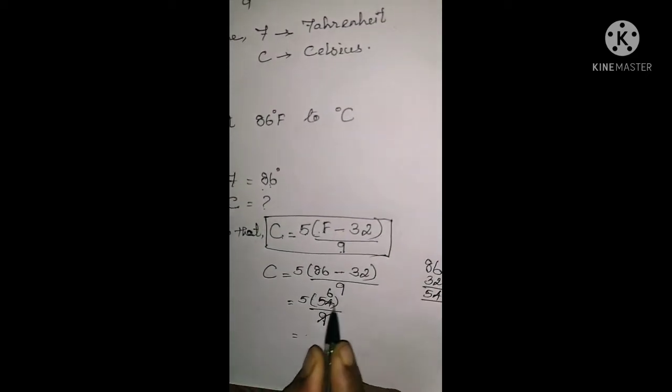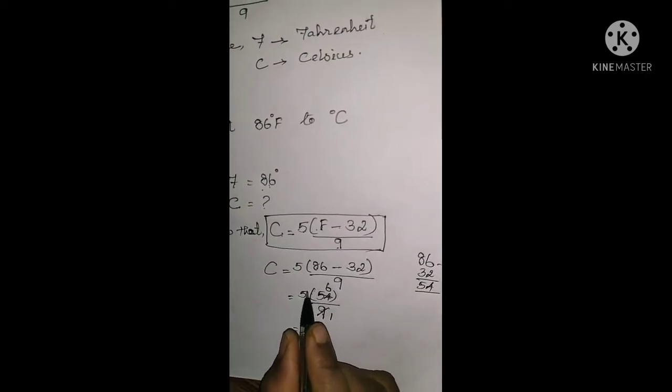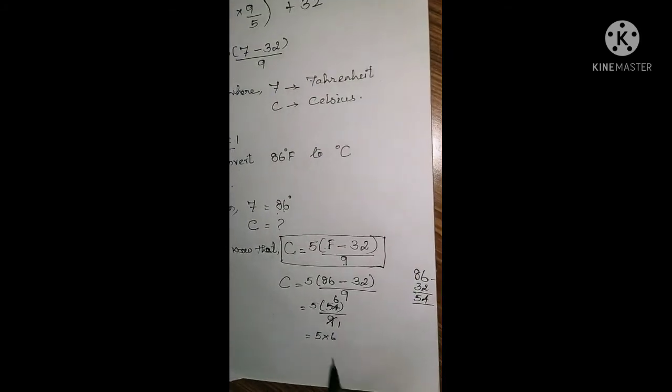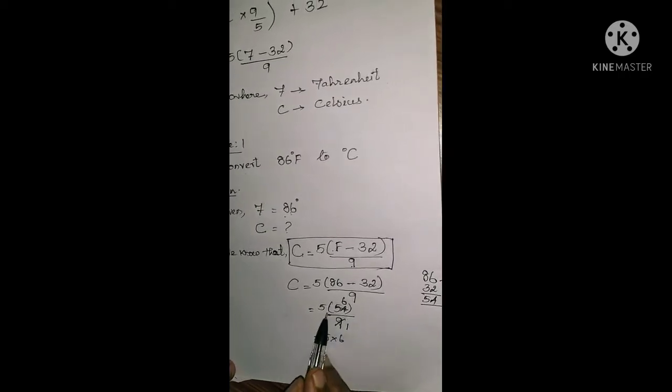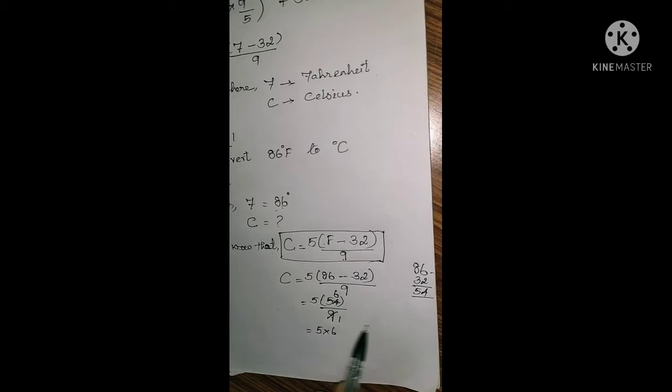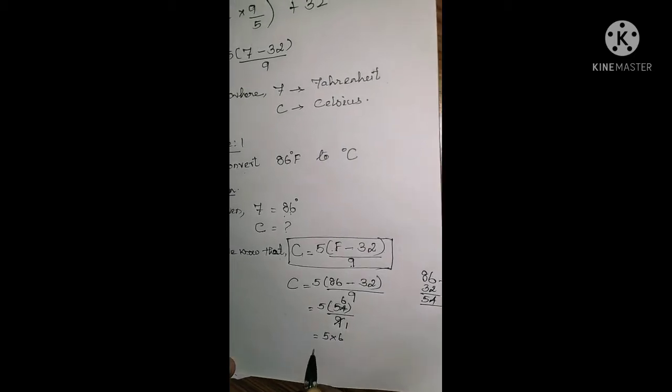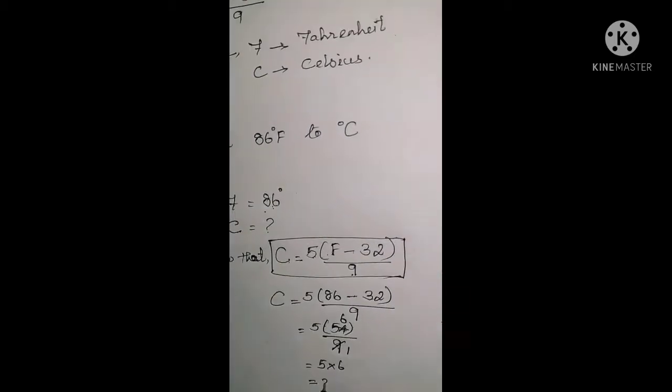The bracket here indicates multiplication. So 5 into 6. We can leave the division by 1, since dividing by 1 gives the same value, 5 into 6. So 5 6s are 30.